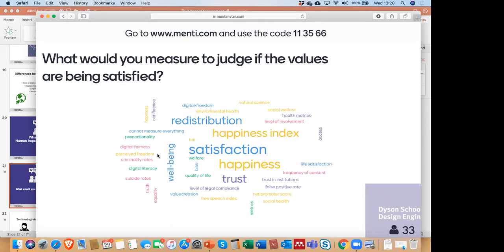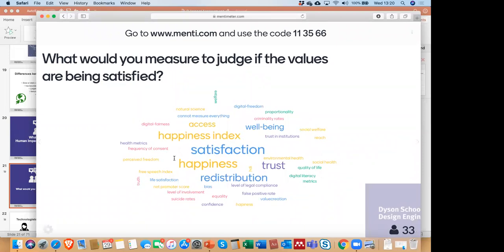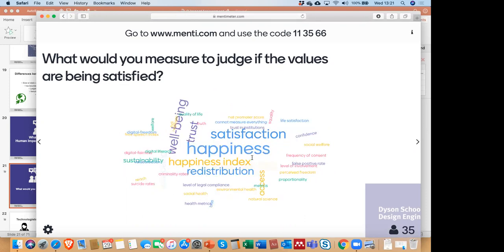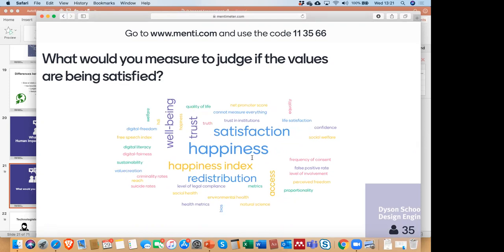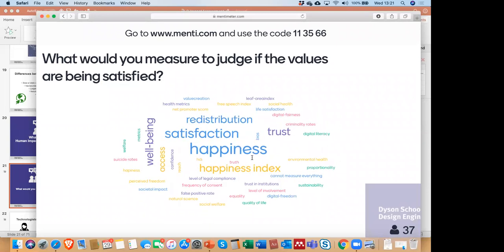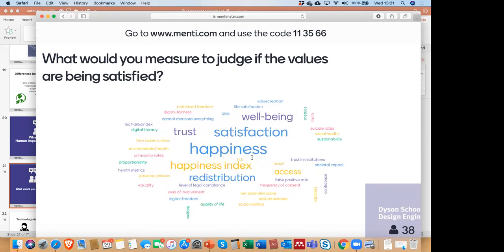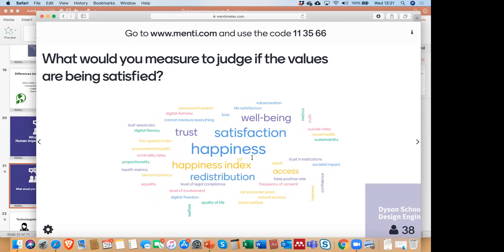Very good. I think the rate of answers has slowed down enough. So satisfaction, happiness, trust, redistribution, well-being seem to be some of the key measures. Oh, there's some more coming in. Okay, let's give it another few seconds. All right, very good. So you're all seeing satisfaction, happiness, well-being. Those seem to be quality of life keywords for most people.